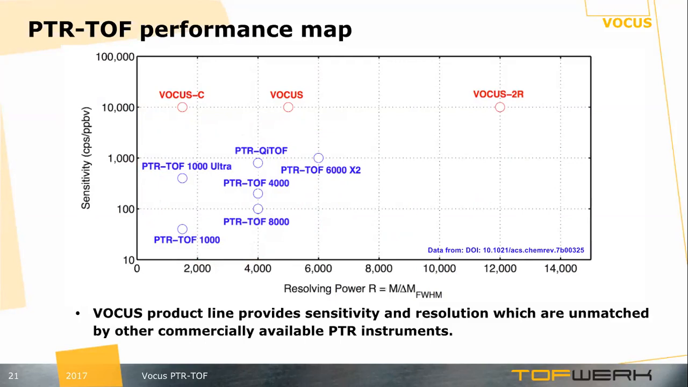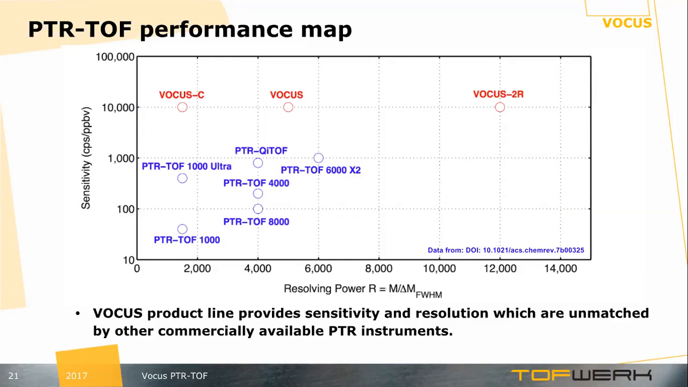So one on the upper left, the Vocus C. This is the compact instrument with a resolution of 1,200. Then the Vocus standard, which has a resolving power of 5,000, and the Vocus 2R, which has a resolving power of 12,000 and up to 15,000. So you can see the landscape of PTR-TOFs available. And the important thing here is that we have higher sensitivity in all models. And also the Vocus 2R is really pushing the resolution to a new level.